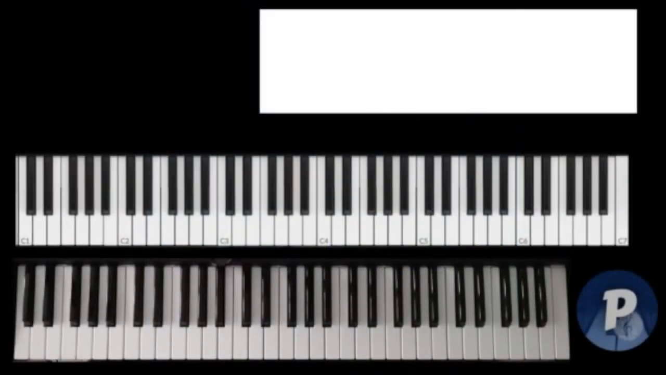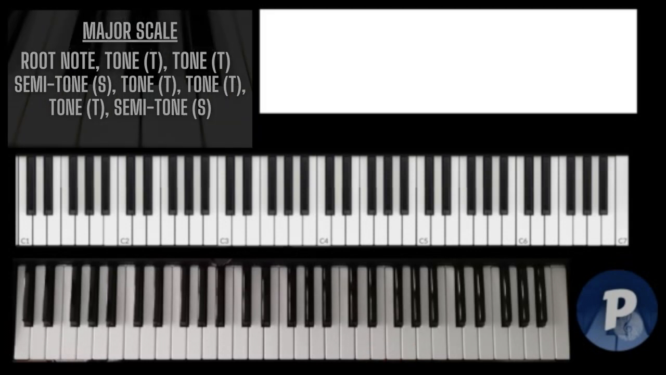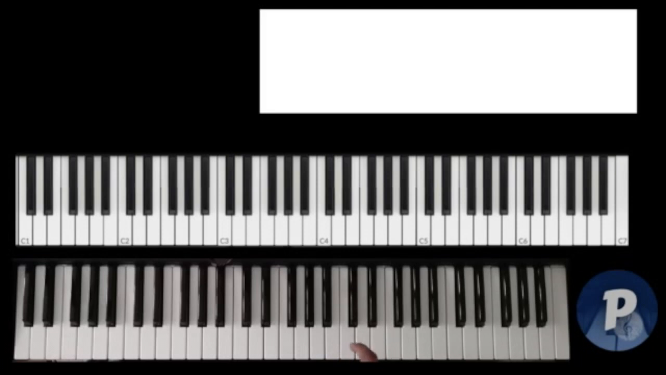Okay, so we're just going to look at another example of a major scale. And remember the formula is root note, tone, tone, semitone, tone, tone, tone, semitone, where the root note is the key of the major scale that you want to play. So we're going to take another example. We're going to take the F major scale as our example.